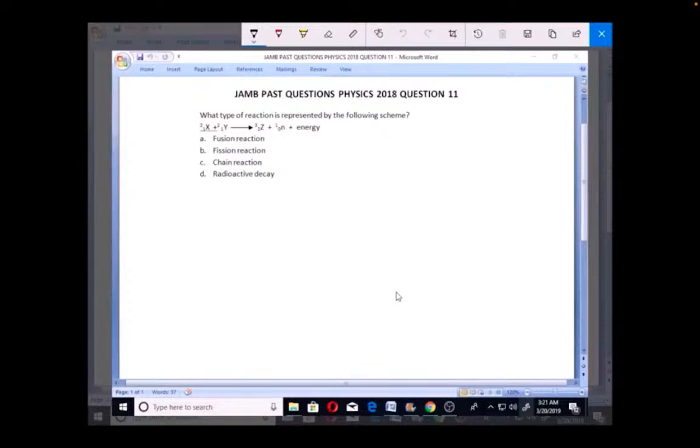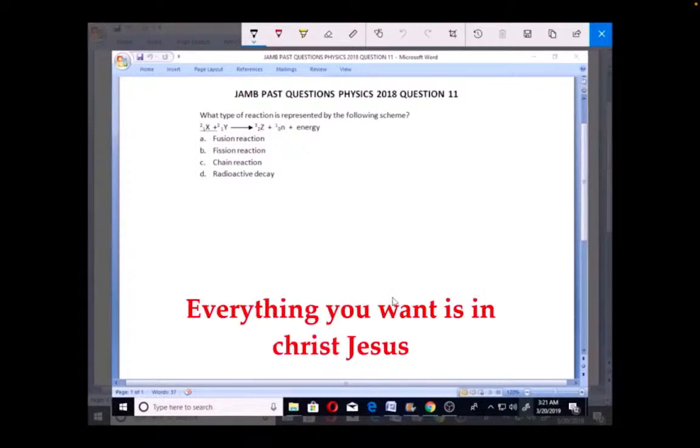Welcome. Let's look at question number 11 for JAMB Past Questions Physics 2018.